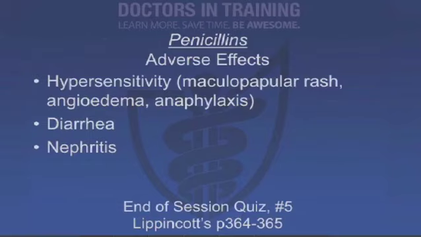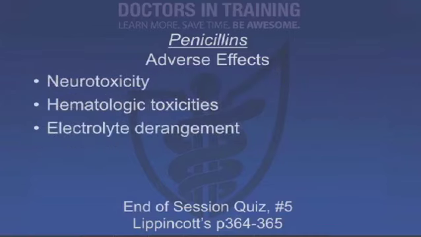Minor things like diarrhea, nephritis. Remember we talked about that acute interstitial nephritis. So if someone is having unusual symptoms, you might want to check their renal function. Neurotoxicity is rare. Hematologic toxicities are rare. And then you can also get some electrolyte derangement.